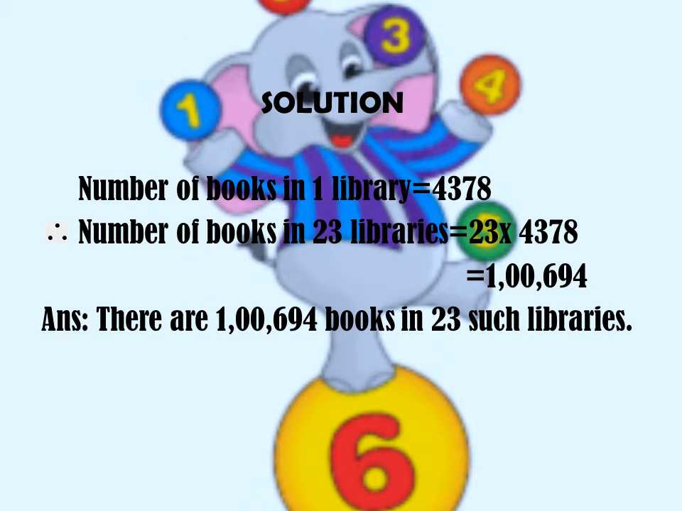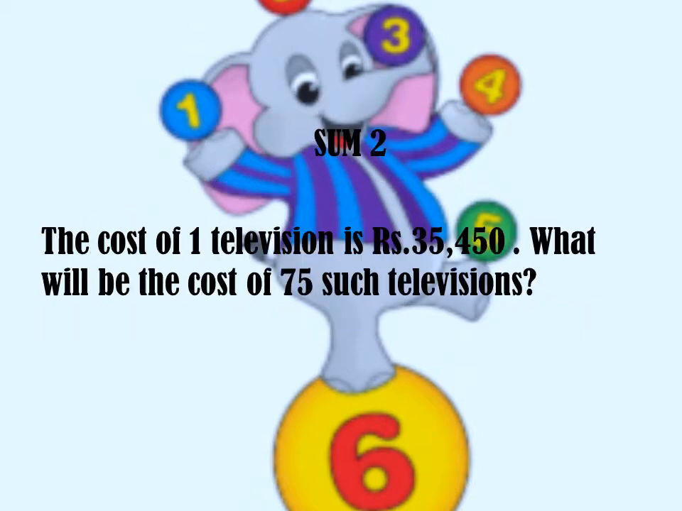Hope you understood this particular problem. Let's take one more example. Sum number 2. The cost of one television is rupees 35,450. What will be the cost of 75 such televisions?